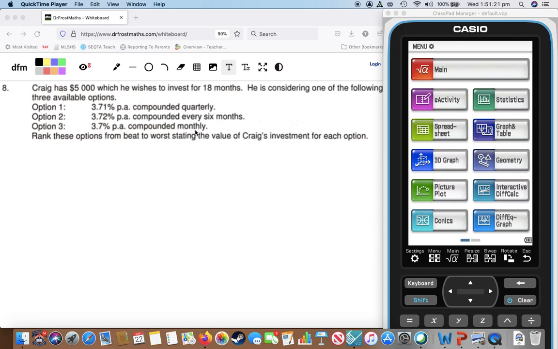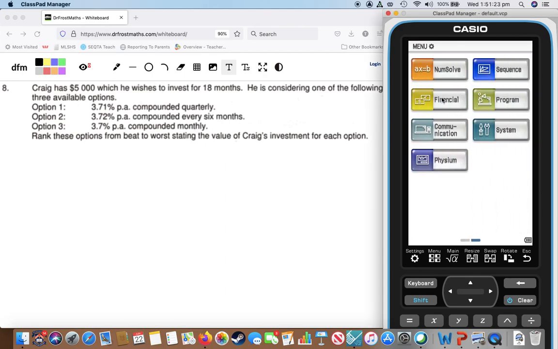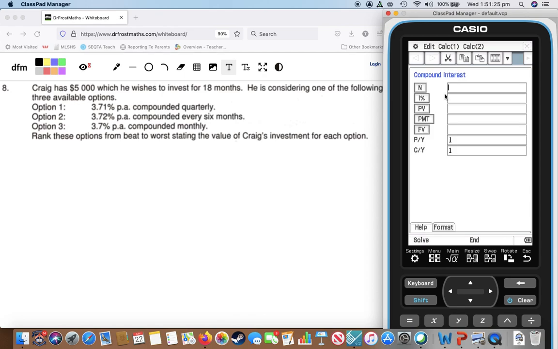So none of these are simple interest, so we can straight away go to our financial app, click on compound interest. I'm going to open up that help thing one more time just because some of you might still be getting used to how that all works. N is the number of installment periods. So Craig's investing the money for 18 months.